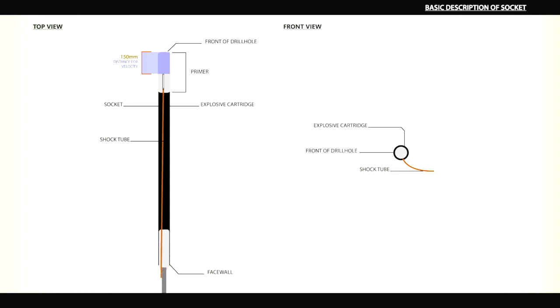The correct amount of explosive cartridges, according to the site-specific mining standard, is then placed directly and snugly behind the primer. This is followed with the correct amount of stemming capsules as required by the Mine Health and Safety Act.